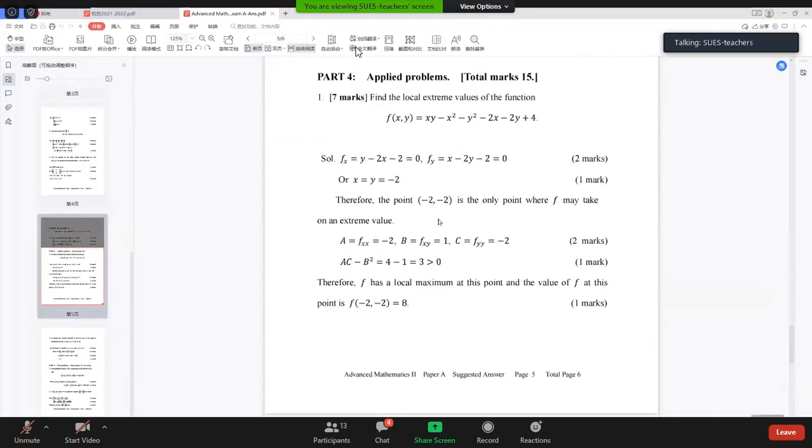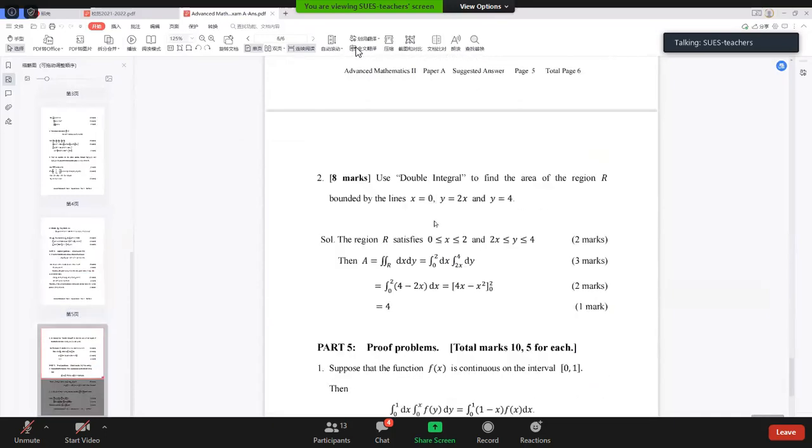The other question for the applied problem is definitely using the double integral. You can see here the area of region is bounded by something, so it doesn't look like a rectangular double integral. It's like you have some restricted areas.